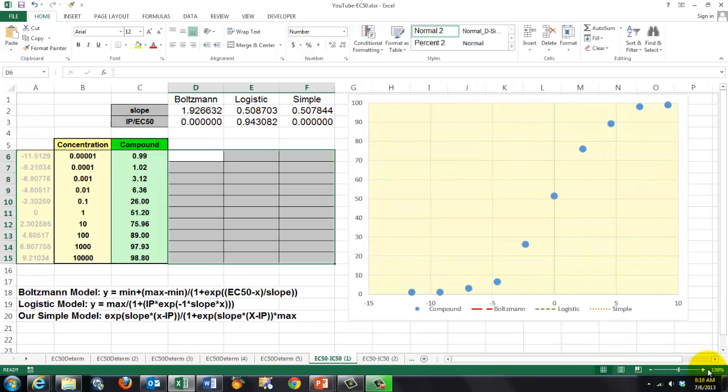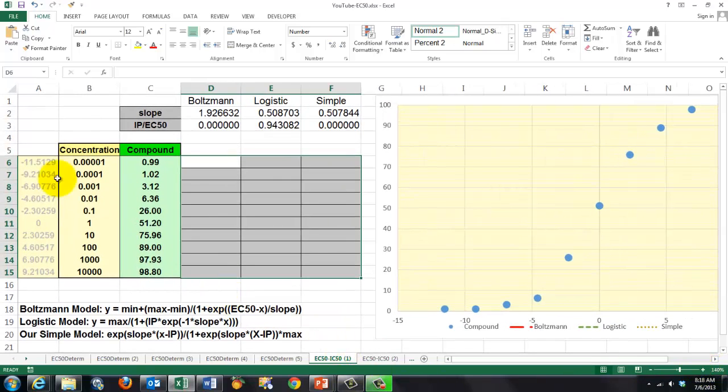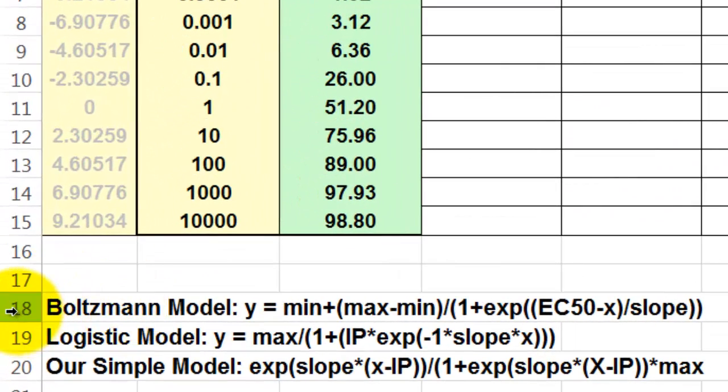In this case, we have concentrations of the logarithmic type, and here are the compound values. And I use not only our formula that we have been using so far, the simple one I call it, but also the Boltzmann one and the logistic one. They are three different models. I showed you here what those three models calculate.